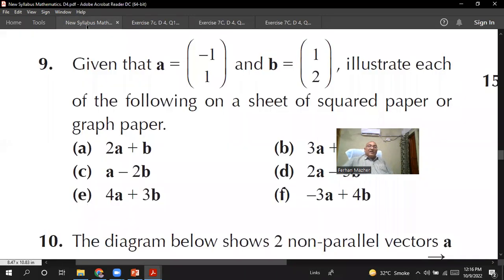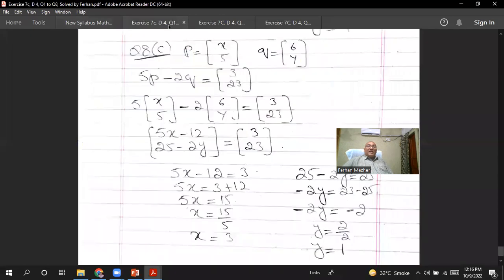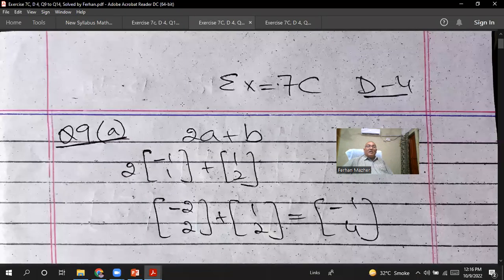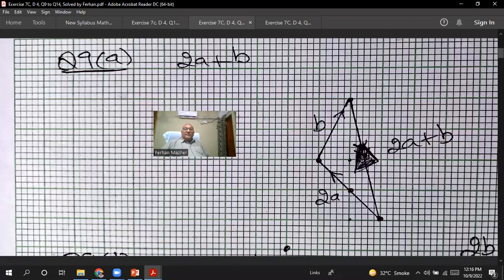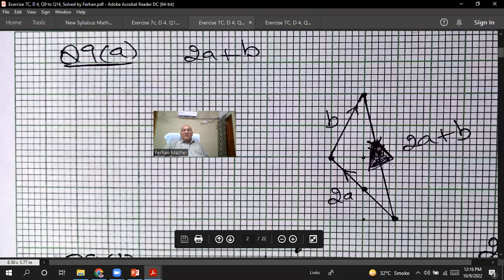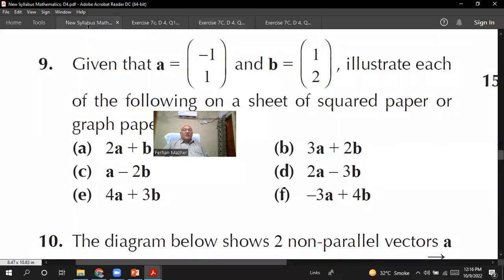Okay, we also have to represent this. Now I'm going to show you how to represent it. You see, this is a graph paper. So what is A? A is (-1, 1). Okay, so you can see 2A plus B.